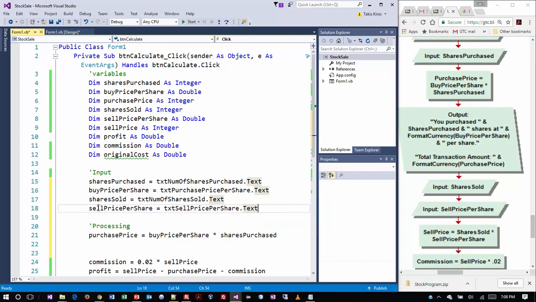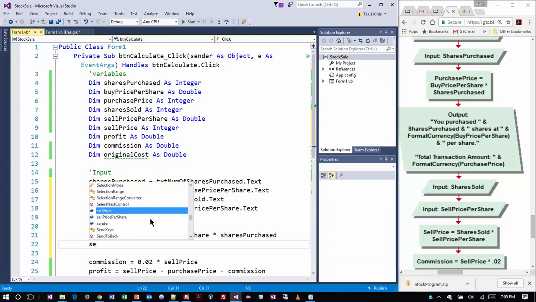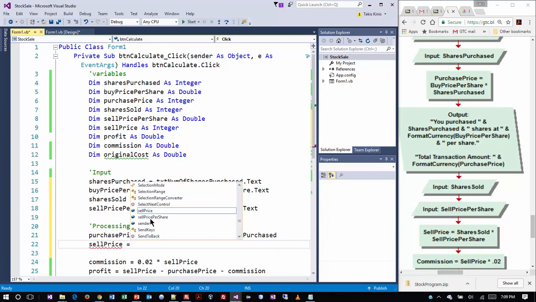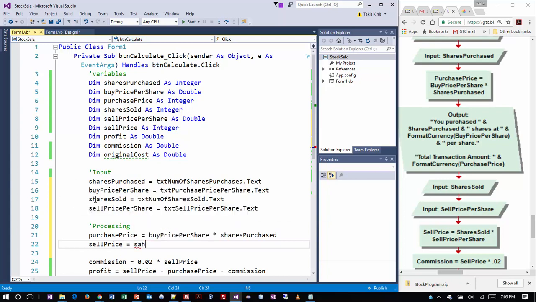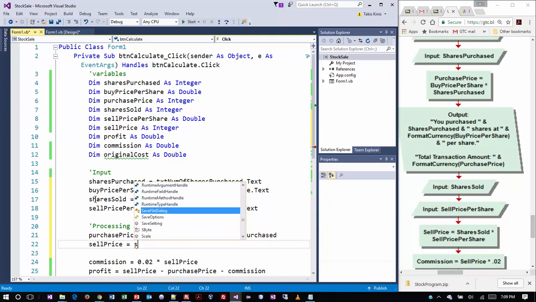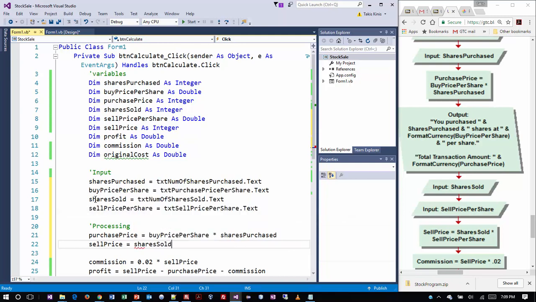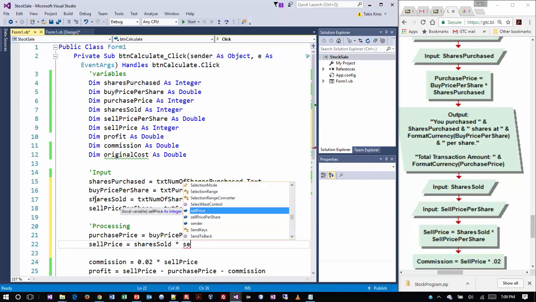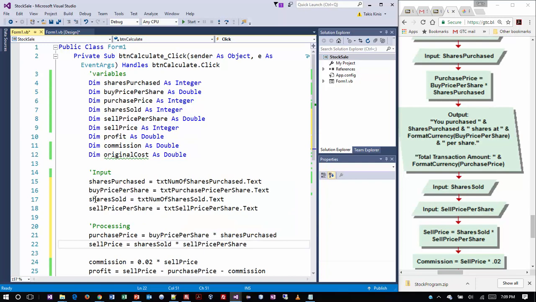Now once again, once we have those two pieces of information, that's right here, then we can do this math. And since that's really a processing step, I'll say that sell price equals the shares sold, so I can start typing correctly, times the sell price per share, and that should give us that correct value.